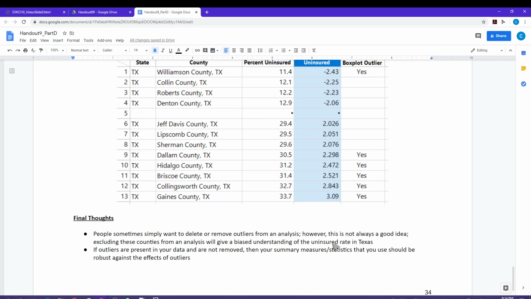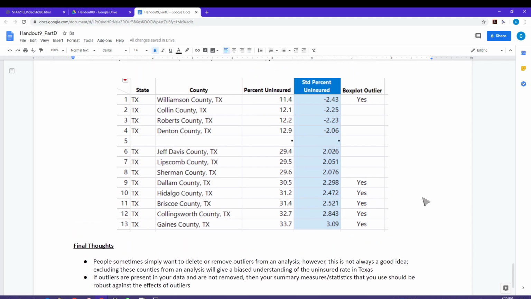So you need to carefully consider whether or not the outliers are going to be removed. My thought on this is, if we have lots of outliers, then maybe we should be using a summary measure that is robust against those. Something like a median. Or go back to Part B and use that median absolute deviation. Those are going to be more robust against outliers because they do not use the mean and standard deviation.